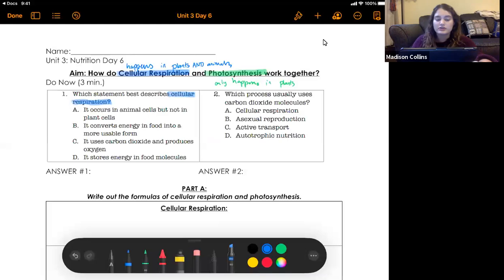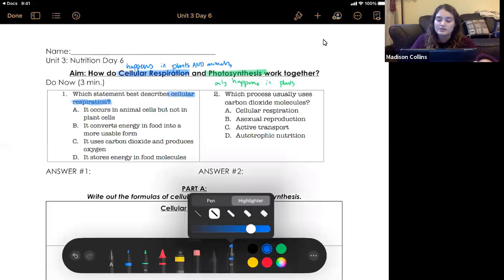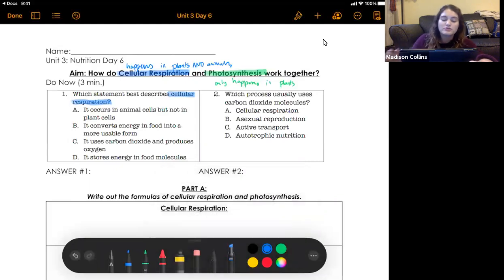Is it A, it occurs in animal cells but not in plant cells? B, it converts energy and food into a more usable form? C, it uses carbon dioxide and produces oxygen? Or D, it stores energy and food molecules? So I hope you got that the answer to this question is B. It converts energy and food into a more usable form.